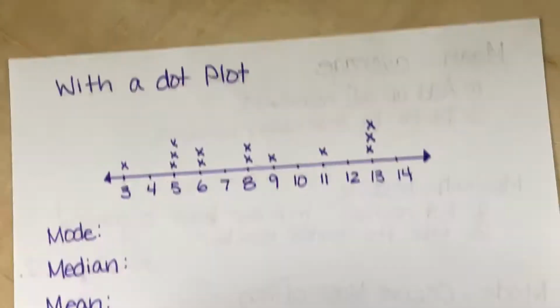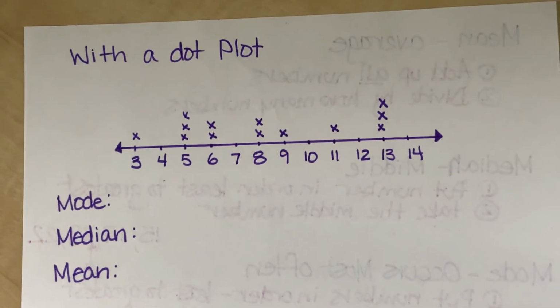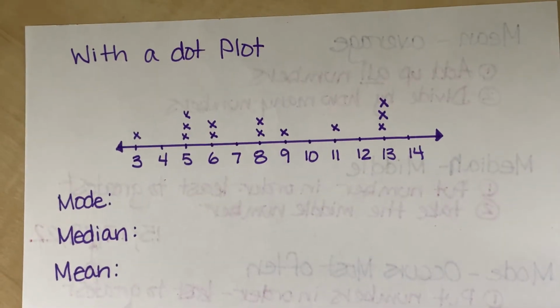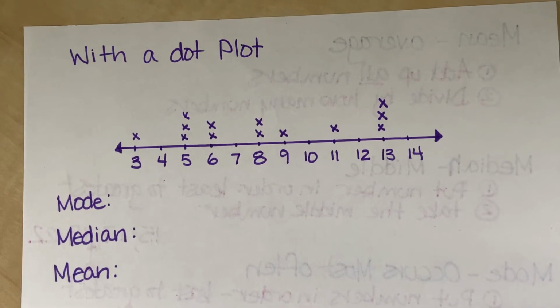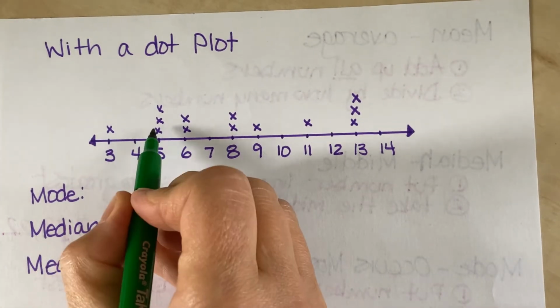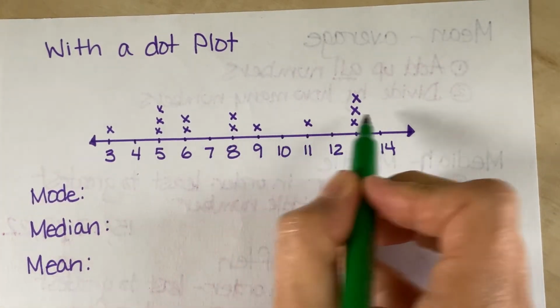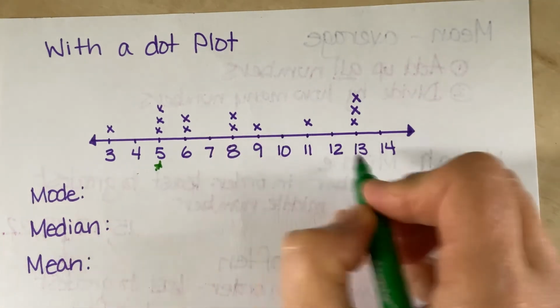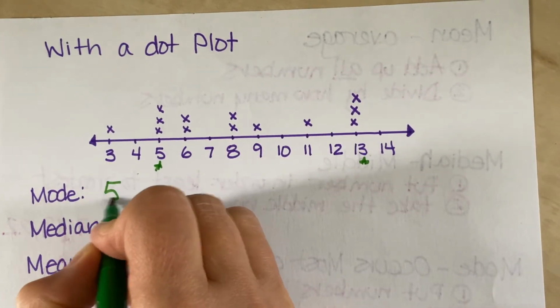So all we're going to do is the same thing on a dot plot, okay? If I have a dot plot, I used X's just so they'd show up a little bit more. It can be an X plot or a dot plot. What I would do is I'd say the mode. What has occurred most often? 5 and 13 would be my mode.